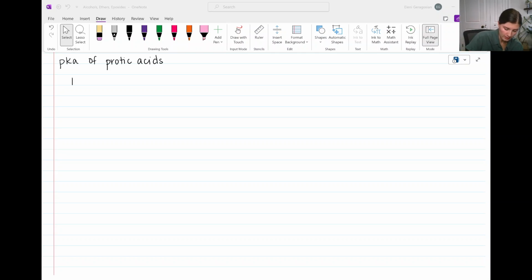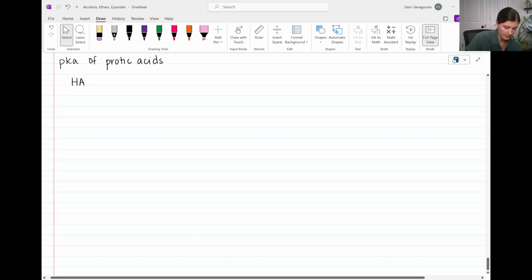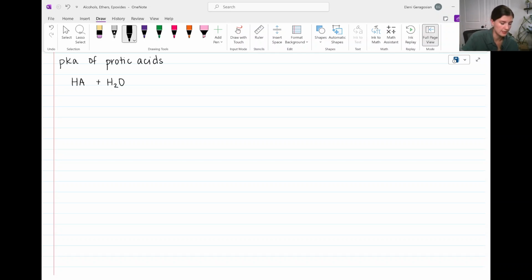So we can talk about a generic acid, HA. We add this to a water solution, so we say water is in excess. We assume this will exist in equilibrium. If HA is an acid, then it donates a proton, so we have on the right side of the equilibrium H3O plus and A minus.